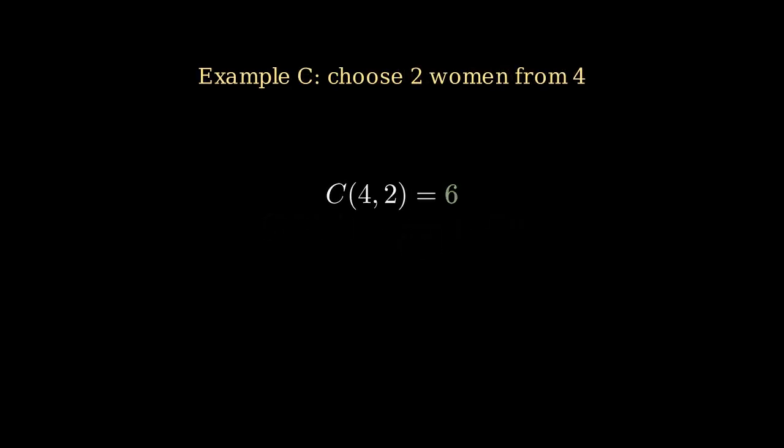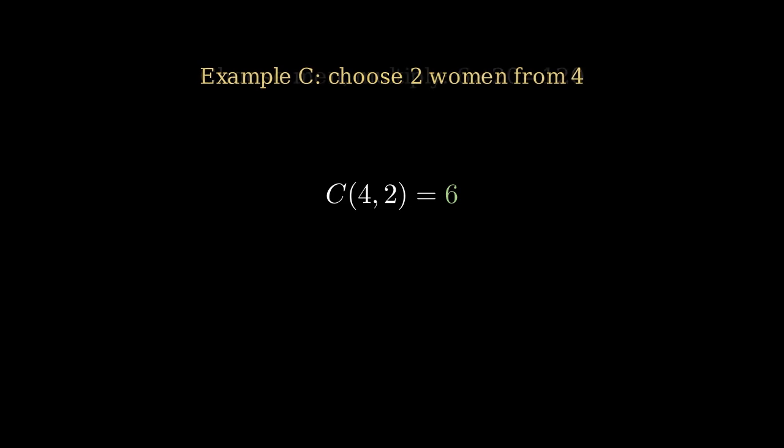Worked example C, a restricted counting problem. From a pool of 6 men and 4 women, choose a committee of 5 people, with the restriction that exactly 2 must be women. First, handle the restriction. Choose exactly 2 women from the 4 available. C of 4, 2 equals 6 ways.